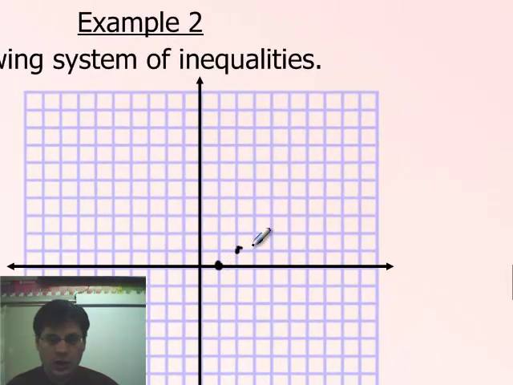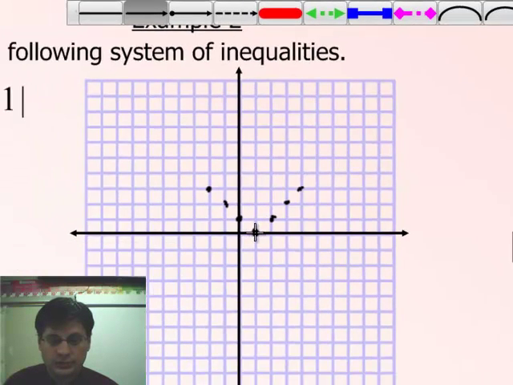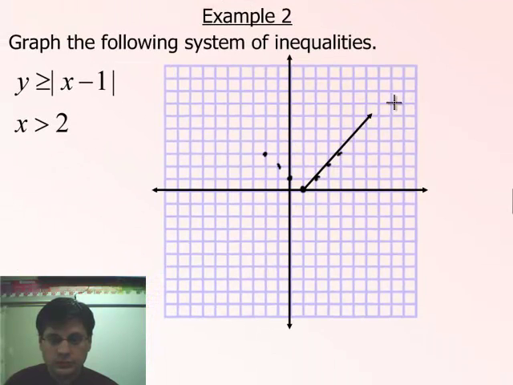So we go up 1 over 1, up 1 over 1, up 1 over 1. And then this side, left 1, up 1, left 1, up 1, and so forth. And it's greater than or equal to, so that means we're going to use a solid line. So it's going to look like this. And this.